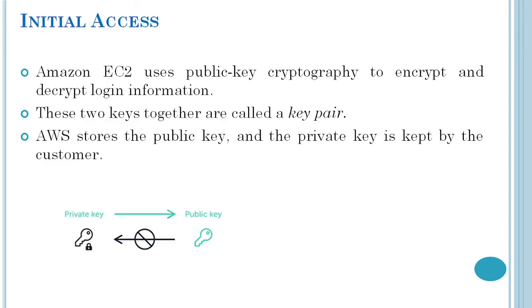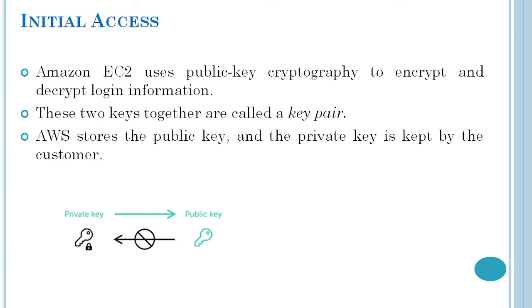Now, how to access EC2 instances? Amazon EC2 uses public key cryptography to encrypt and decrypt login information. Public key cryptography uses a public key to encrypt a piece of data and an associated private key to decrypt the data.